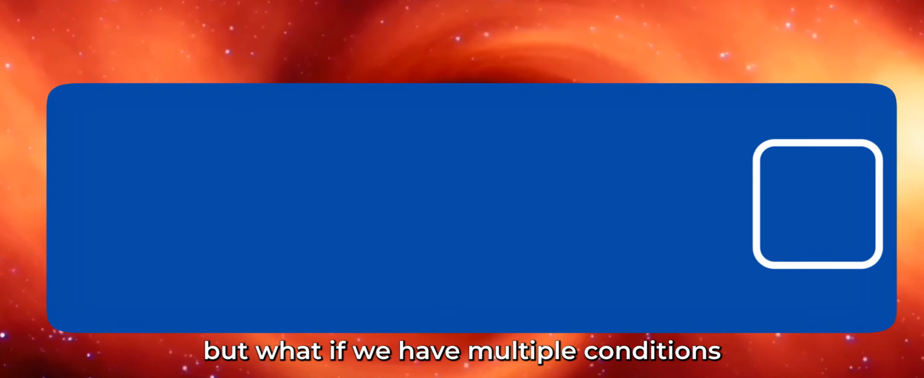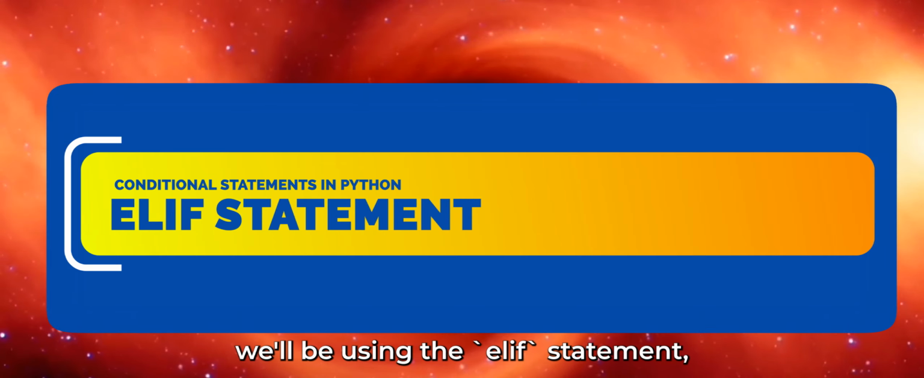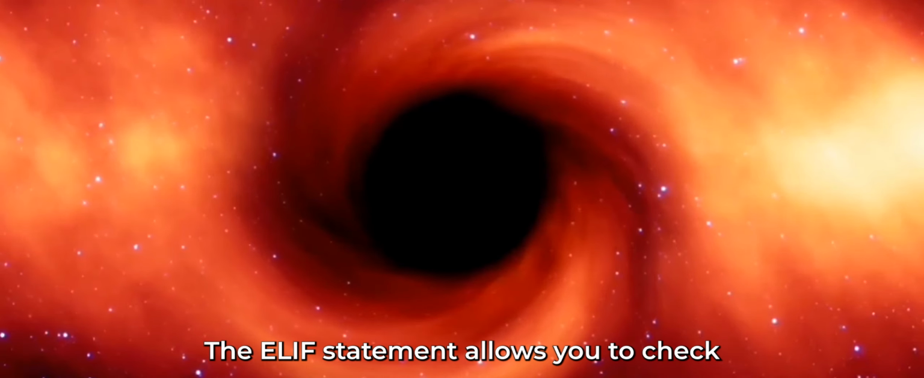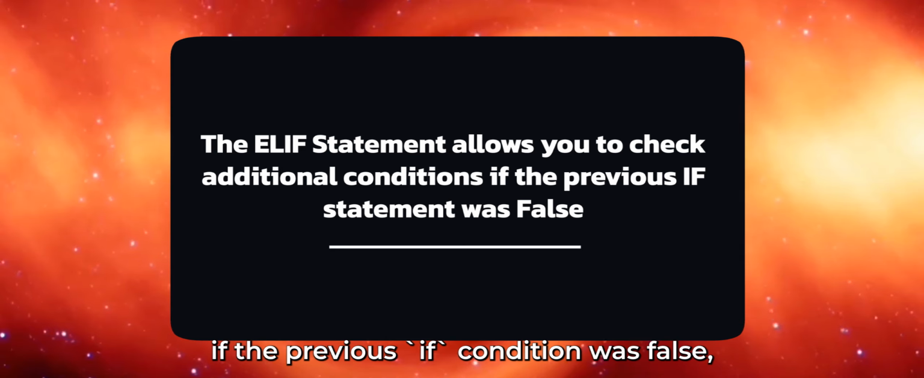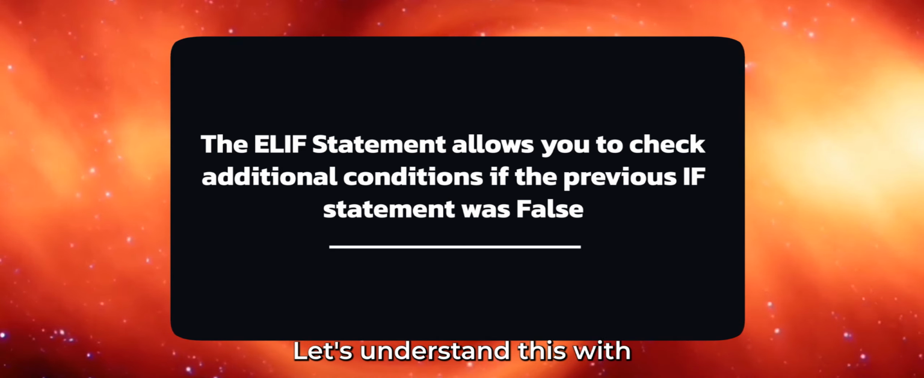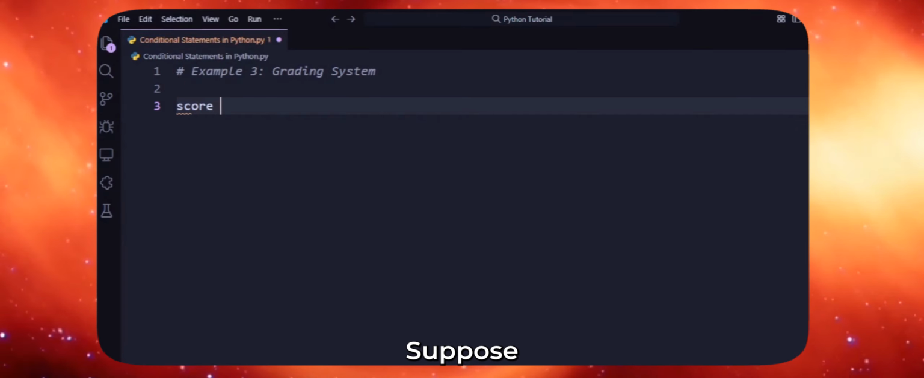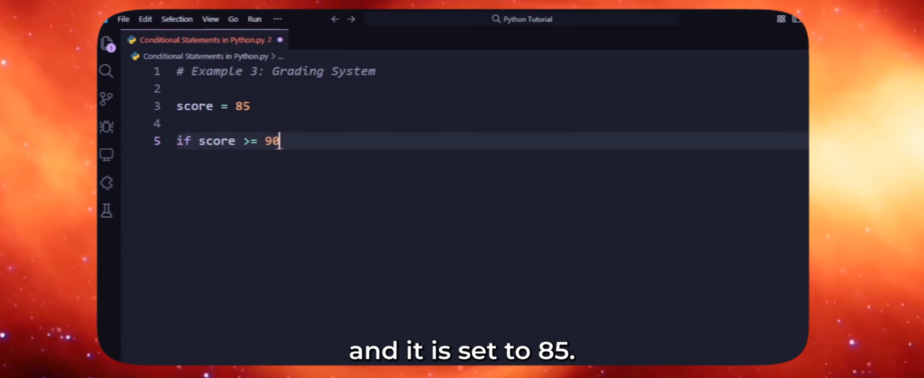But what if we have multiple conditions to check? In this case, we'll be using the elif statement, which is the short form for else if. The elif statement allows you to check additional conditions if the previous if condition was false. Let's understand this with the help of an example, a grading system.